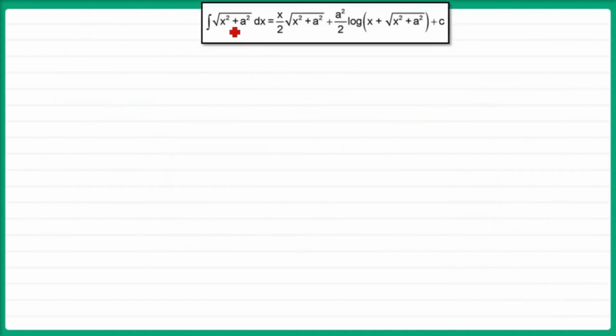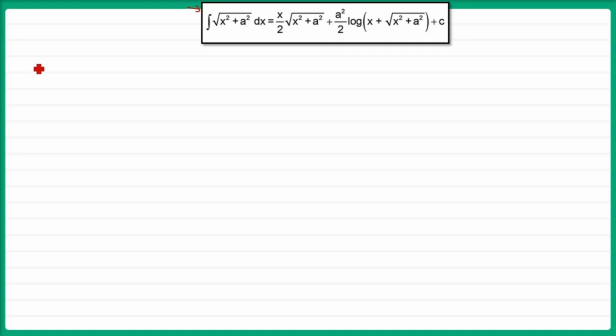Now this under root x square plus a square dx is equal to x by 2 under root x square plus a square by 2. Then we have a log x plus under root x square plus a square plus a constant of integration. Now from where this formula has come, we need to prove it. We need to show the examiner or the person that okay, this is how it has come. So let's solve it first and give you the proof.